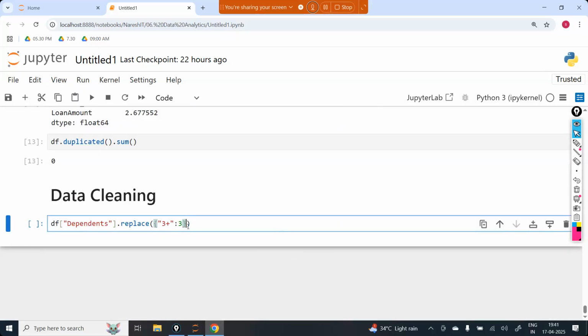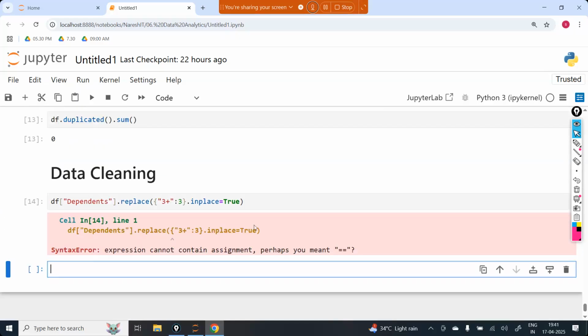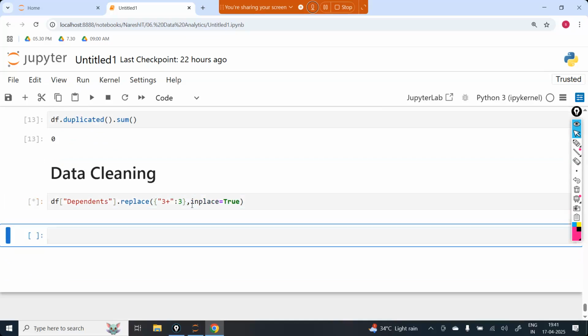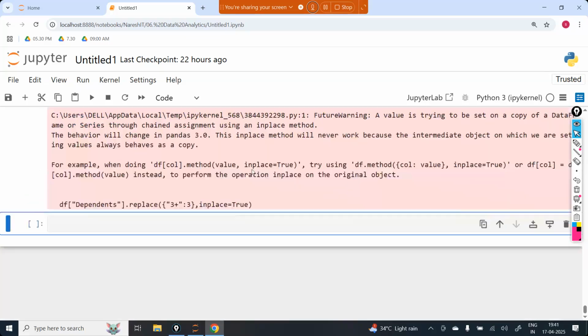Okay. So this is the first one which I'm going to replace, 3 and above, with 3, and also I'm adding inplace is equal to true. Okay. After replacing this number of dependents here, okay. Number of dependents once you have done.